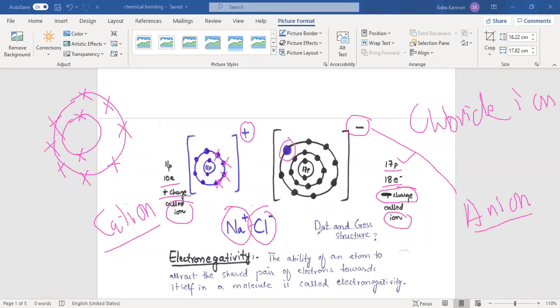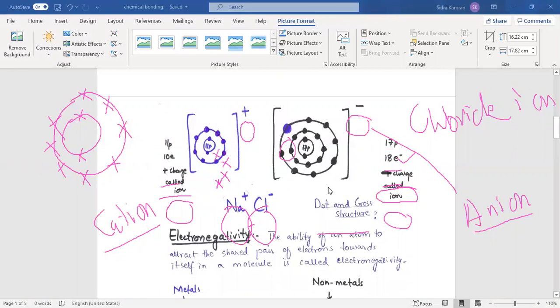Okay, so dot and cross gets its name because the electrons of one atom are shown as crosses and the electrons of the other atom are represented as dots. Next, ionic bonding is formed by the transfer of electrons. One atom loses its electron and the other atom gains that electron and becomes a negative ion.